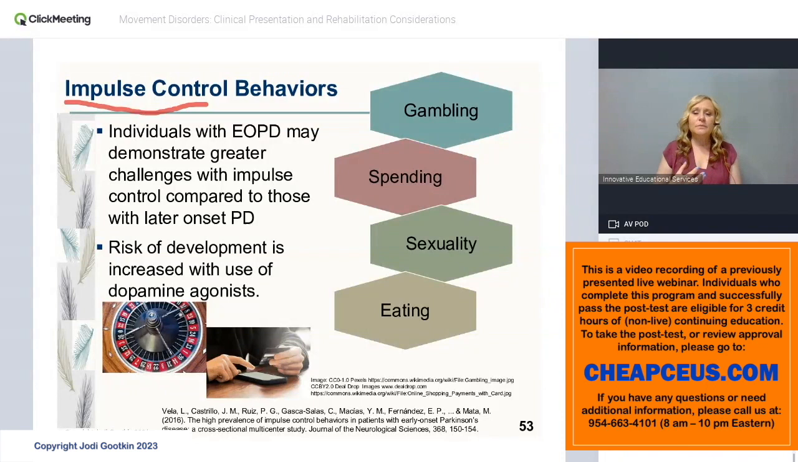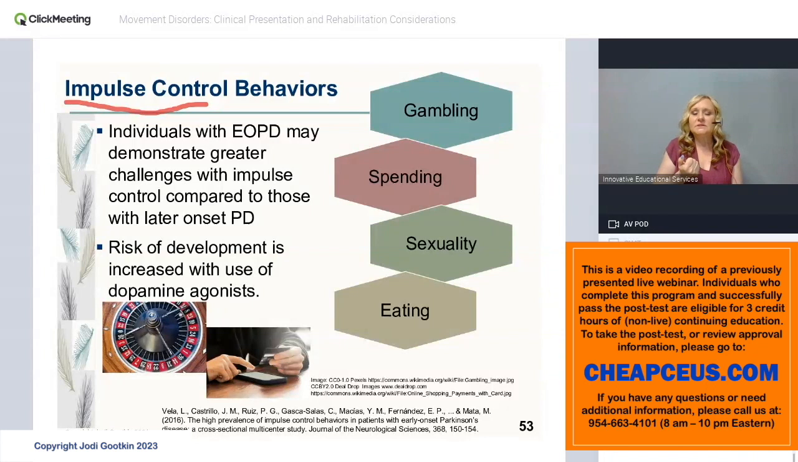Pleasurable behaviors need to be performed excessively and continuously to satisfy that individual. We tend to see more gambling, spending, hypersexuality, overeating. And remember, Parkinson's disease already has its own challenges with social interaction, individual mood, emotion, and behavior. Now you're putting on top of that the risk of depression, the decreased quality of life, and potential financial and legal consequences depending on what they get involved in.